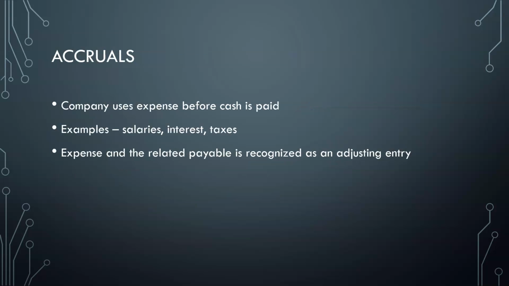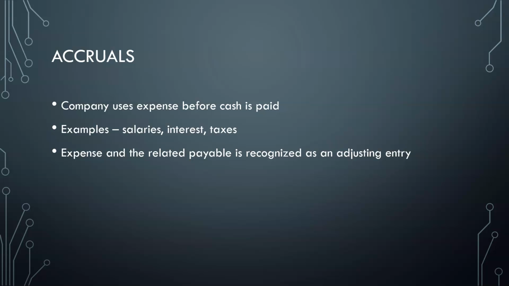First, let's look at accruals. Accruals are when a company uses the expense before cash is paid. We've already taken a look at this in our Chapter 2 videos. Examples are salaries, interest, and taxes. Companies use up the expense and then pay for the expense later. For example, if at the end of the year, employees have worked for the company, but they have not yet been paid, that's an accrual.